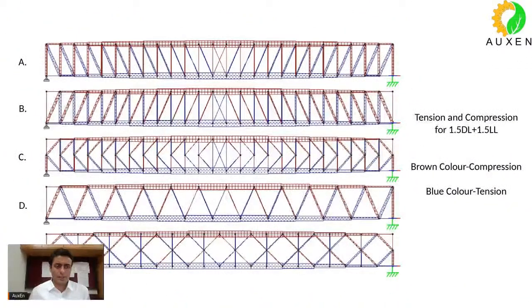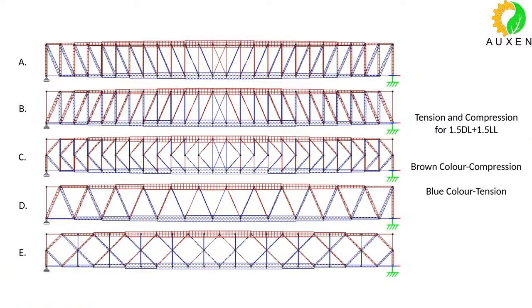These are the analysis results that you are getting for the 1.5 dead load plus 1.5 live load. Now over here, I must tell you a few points to discuss before we move to the next slide. This brown color that you see represents compression, and the blue color represents tension. So this is for the gravity load. Therefore, the top chord is in compression, bottom chord is in tension. Also, you will see compression and tension in the diagonals and the verticals.